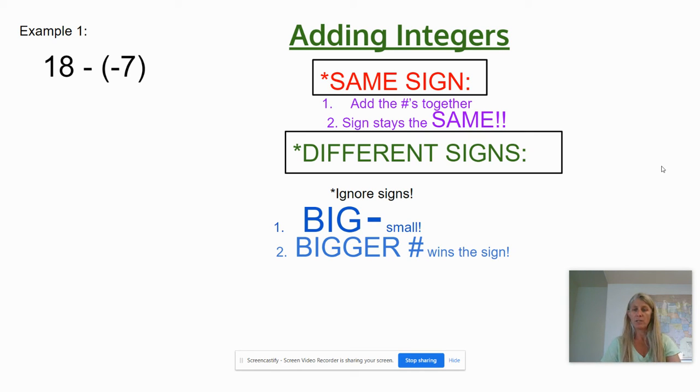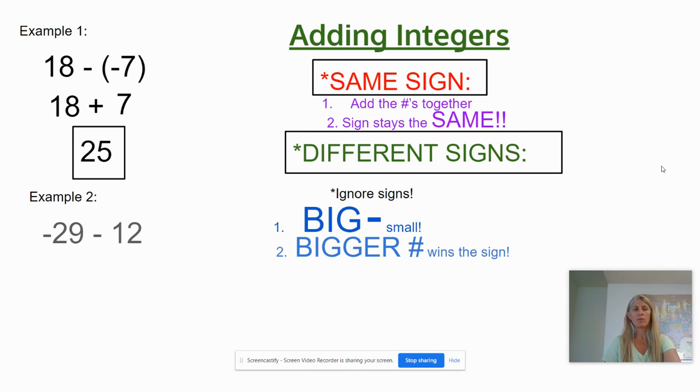So here's an example 1, 18 minus negative 7. So we're going to convert it to an addition problem using the steps that we just went over. We're going to write down the 18 exactly as is. We're going to turn that minus to a plus sign. And now we're going to write down the opposite of negative 7. The opposite of negative 7 is positive 7. And now we're going to add. They're the same sign, so we're going to add them together. 18 plus 7 is 25, and the sign is going to stay positive.